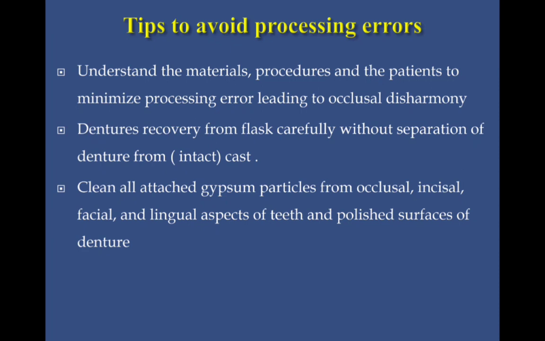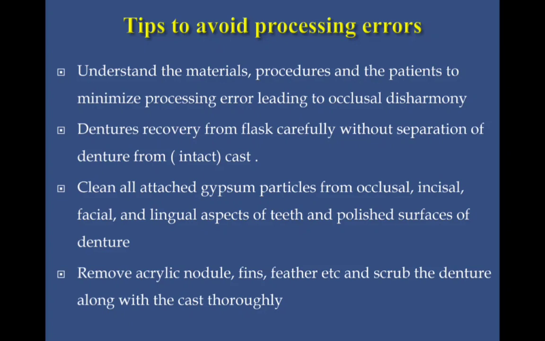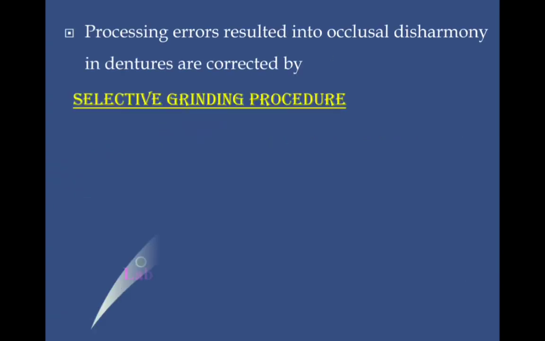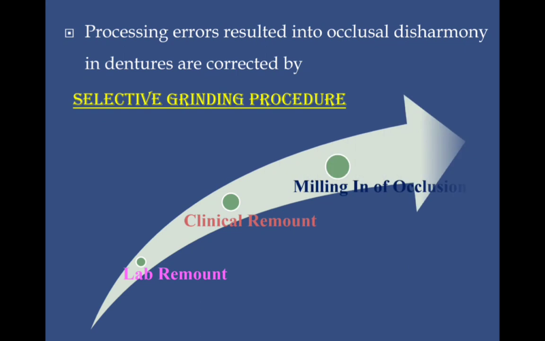Only the master cast and the denture attached to the master cast should be properly cleaned, everything eliminated and kept as it is. Then remove everything you have to remove thoroughly. After that, for processing errors resulting in occlusal disharmony in denture correction, you have to follow these steps.